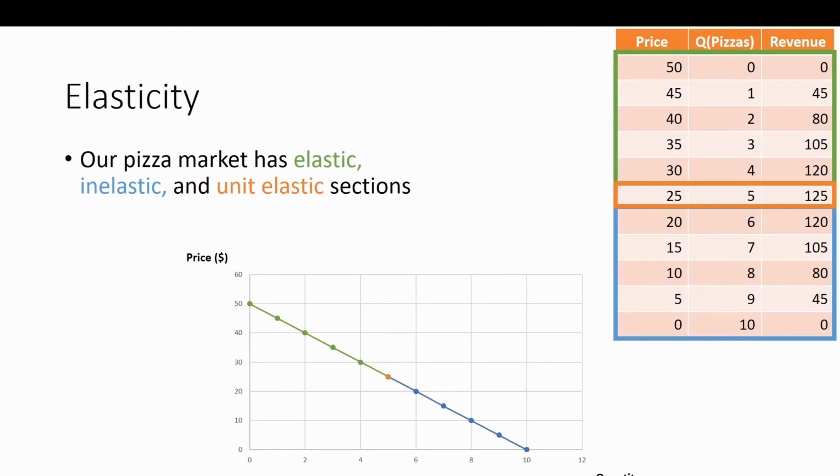So anytime you're elastic, if you lower price, you're going to increase revenue. Anytime your demand curve is inelastic, if you raise price, you're going to increase your revenue. And if you're unit elastic, you're at the revenue maximizing position already.